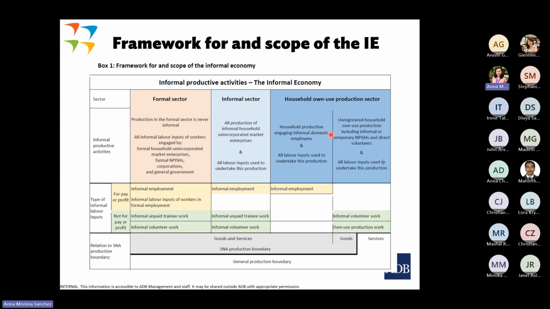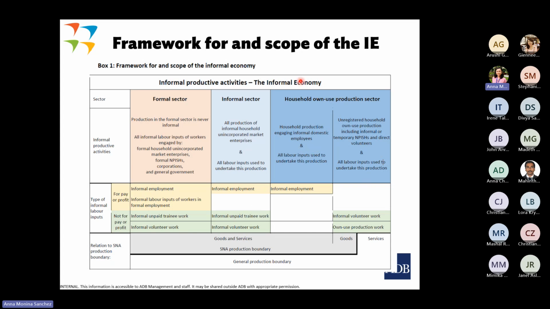So as per the household own use production sector, there are two types of productive activities. We have household production engaging informal domestic employees, and unregistered household own use production, including informal and temporary NPISH and direct volunteers.